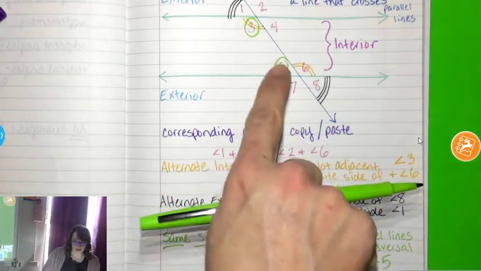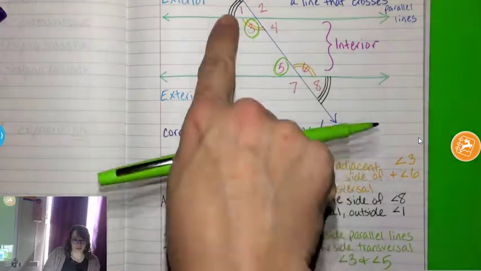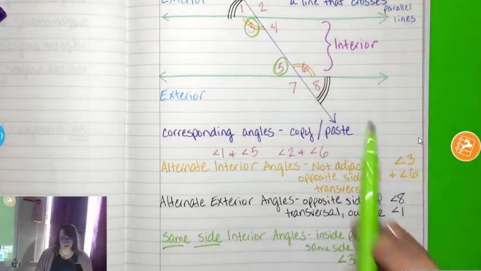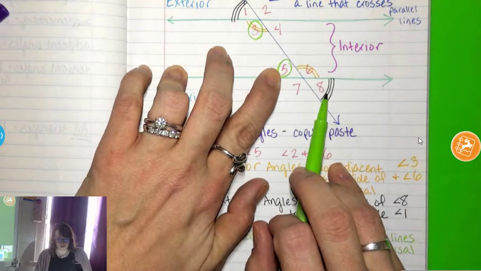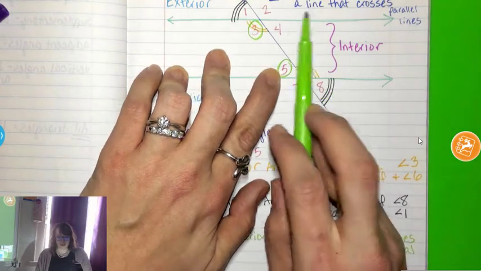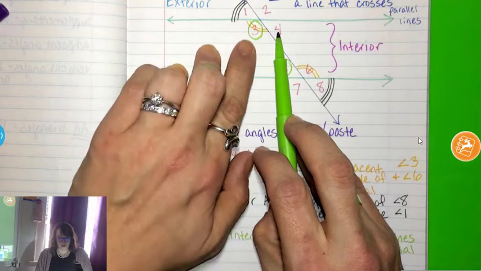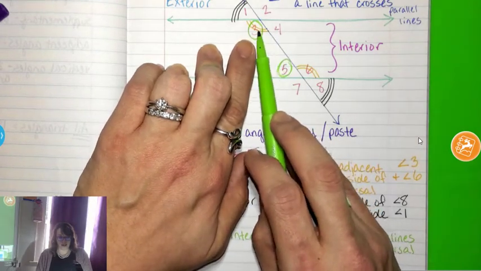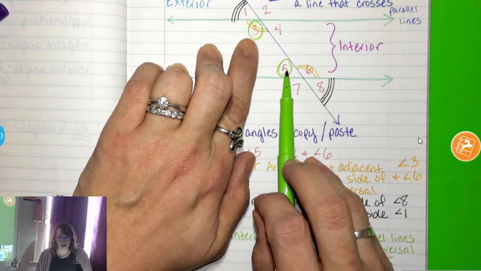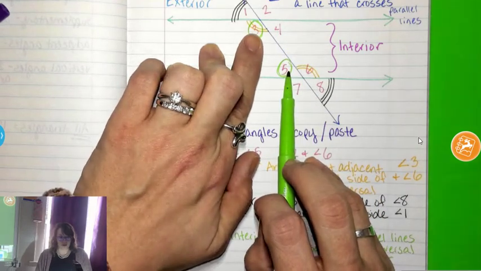These two angles right here will add up to 180 degrees. Because if 5 is equal to 8, then 8 is equal to 4, and we know that 3 and 4 have to add up to 180 degrees. So 5 and 3 add up to 180 degrees.